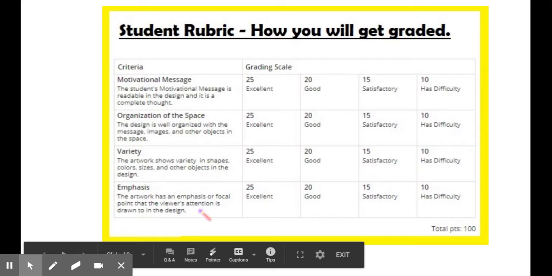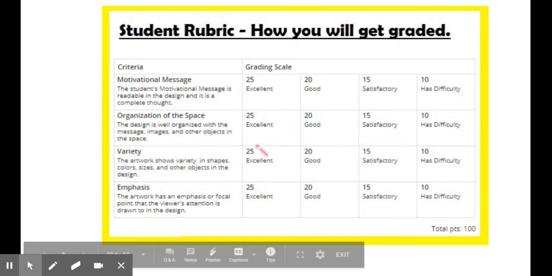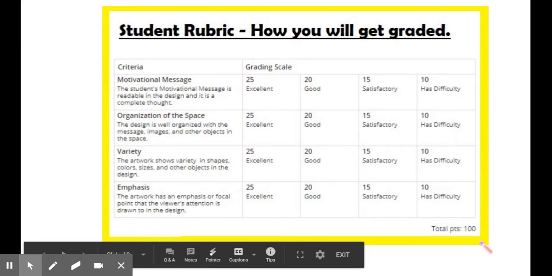And the last 25 points for this assignment will be that the artwork has emphasis or a focal point. Where does the viewer's eye look first in your design? If you're able to answer all of these, then the possible points you can get is 100.